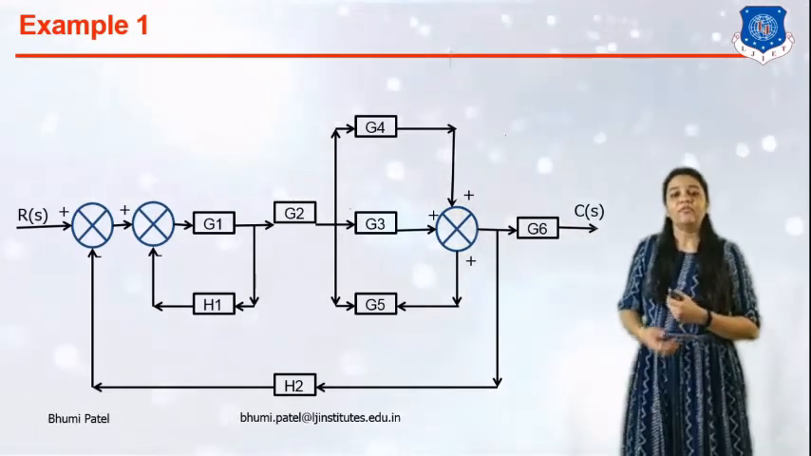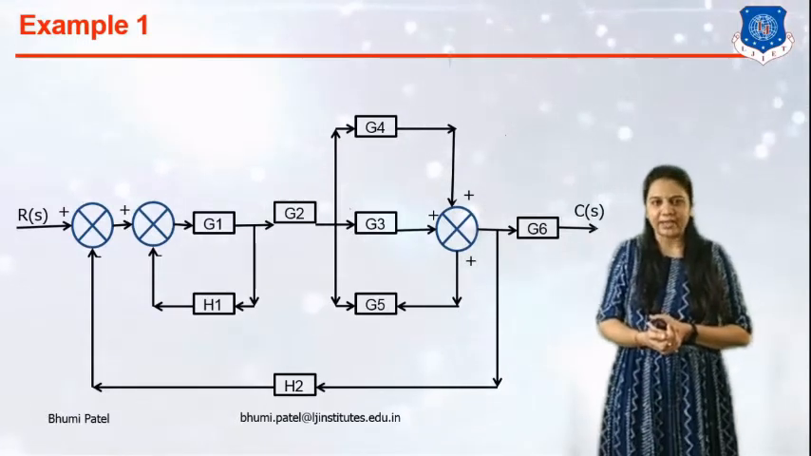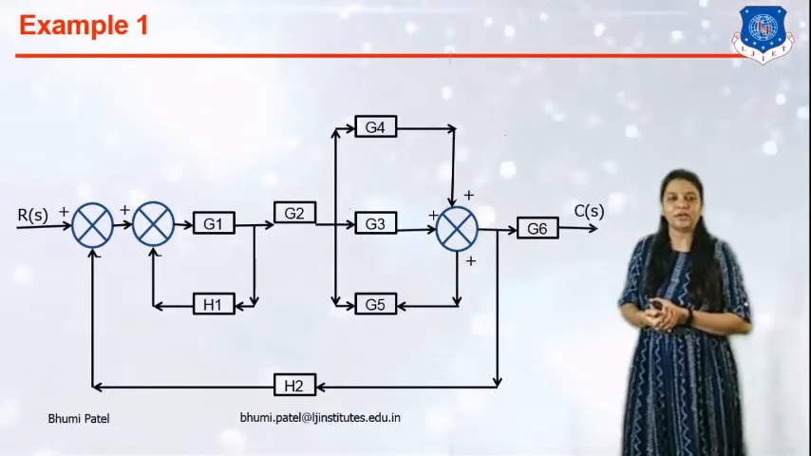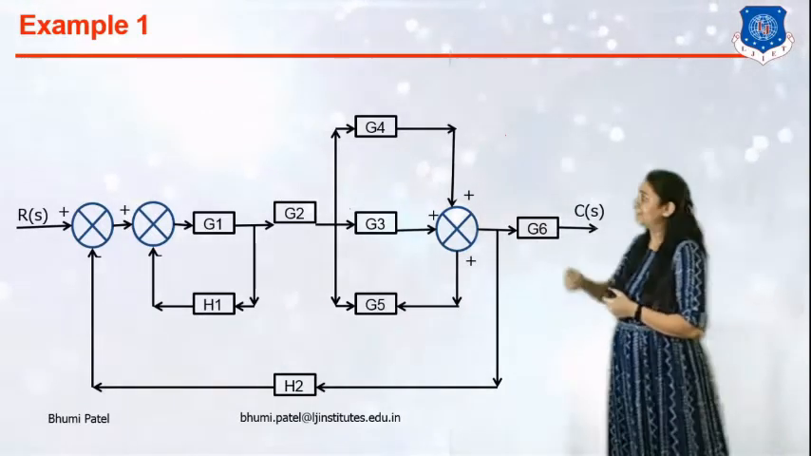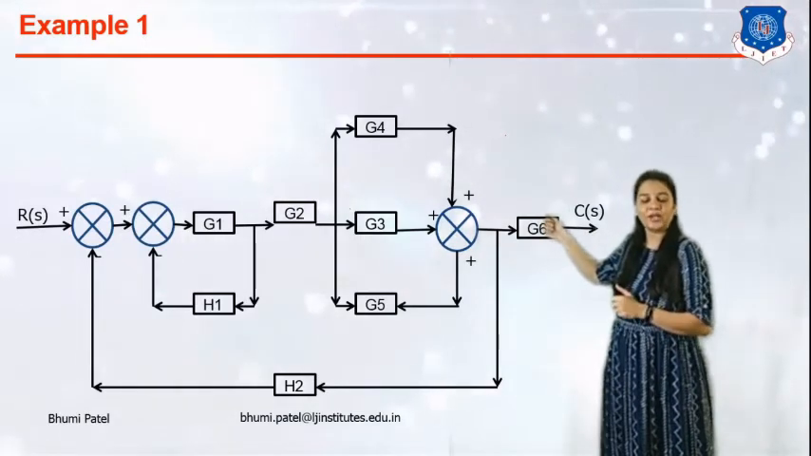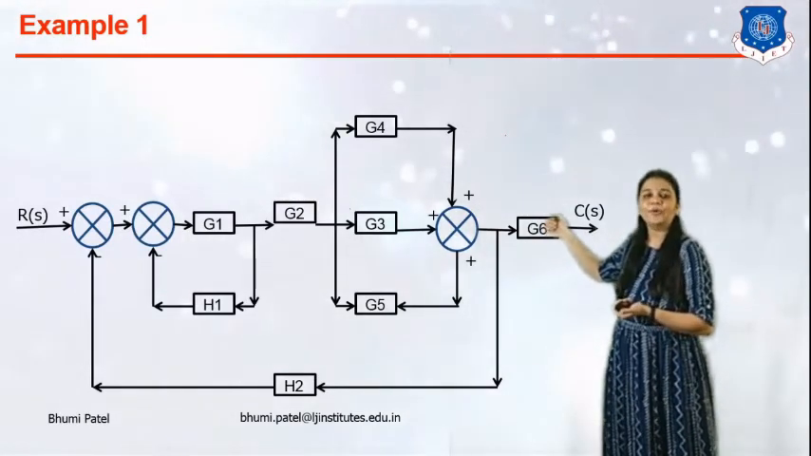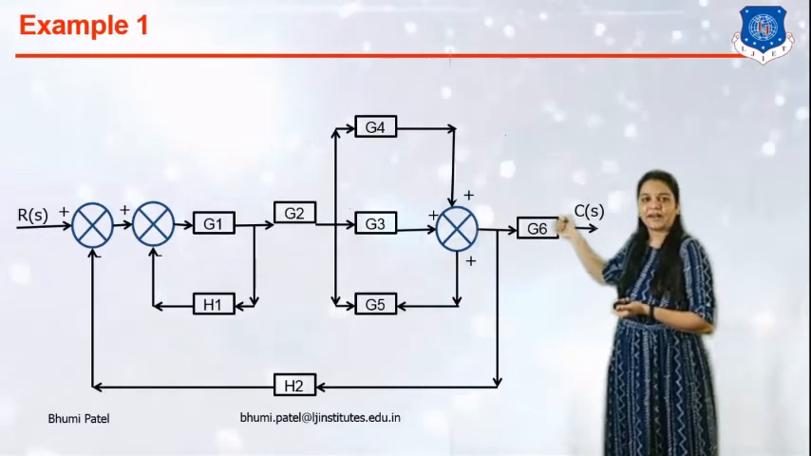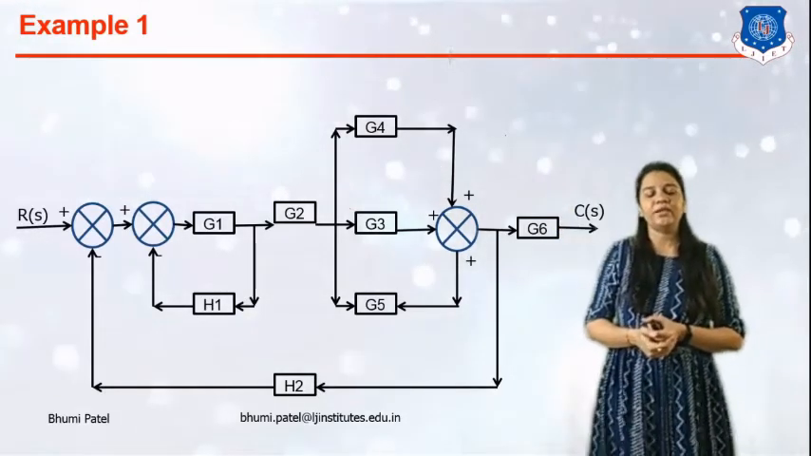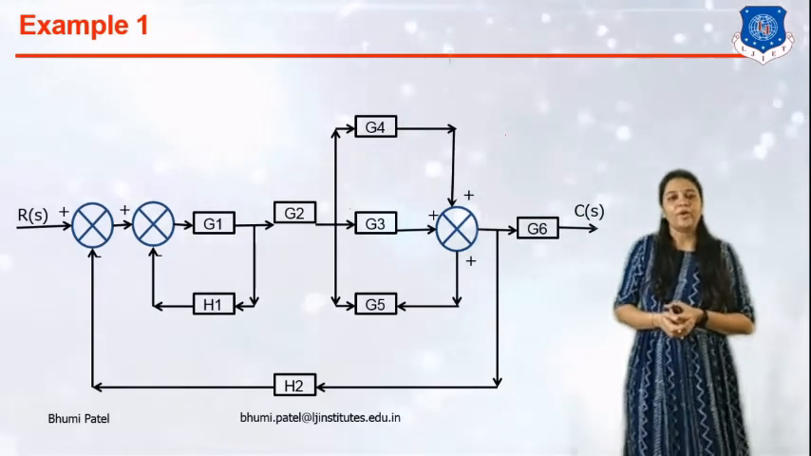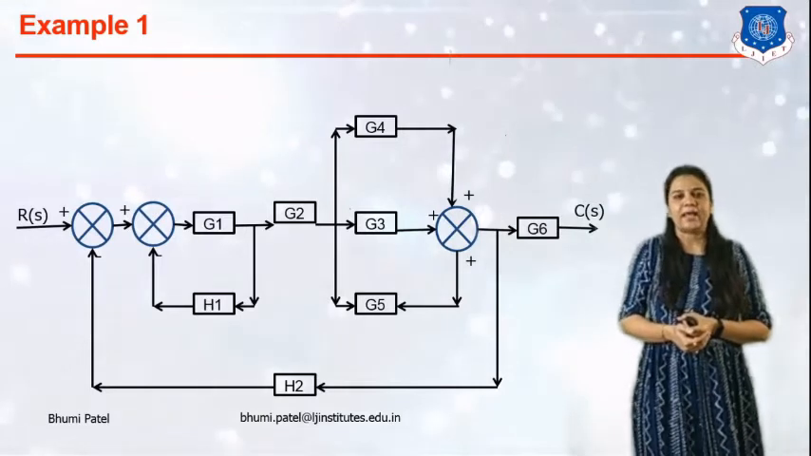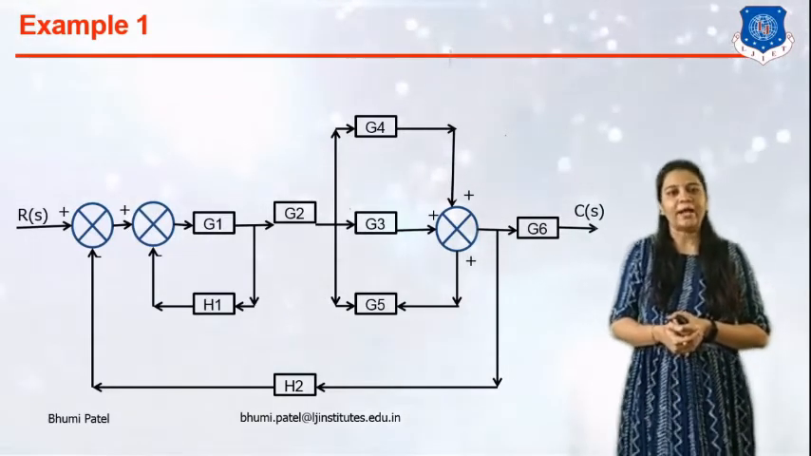So, first of all, which rule is applicable for this particular example? Here you can see that we always start with the input signal. After the input signal, a first summing point is given. So, there is no rule applicable. After the second summing point, G1 and H1 will be in the feedback part. So, we can use rule number 3, elimination of the feedback loop.